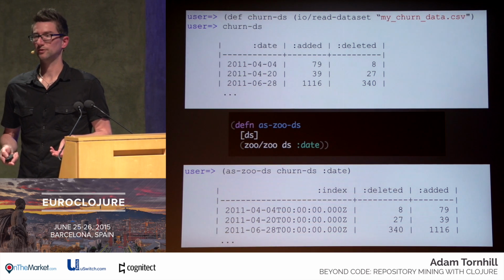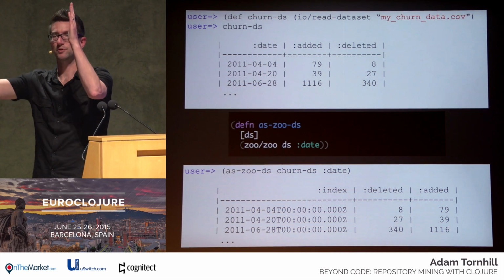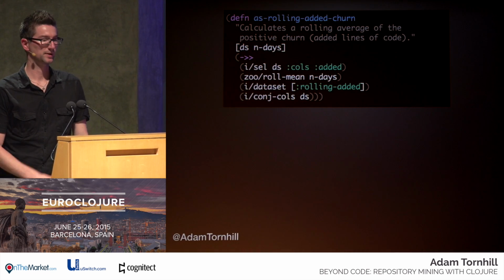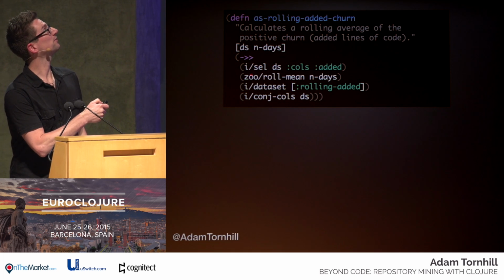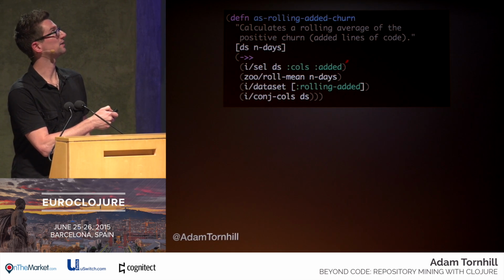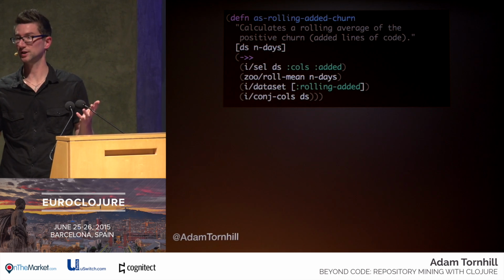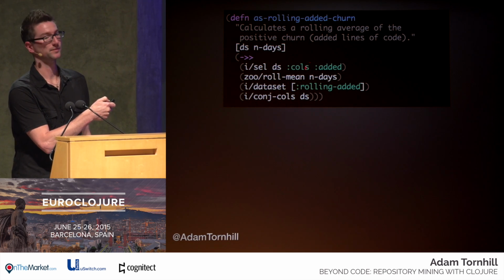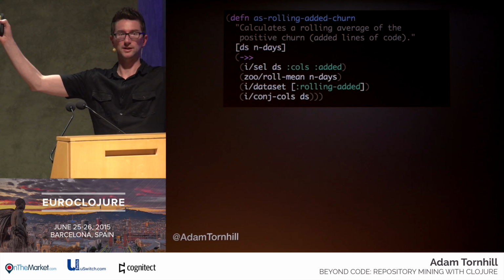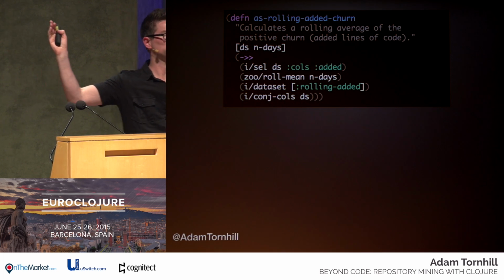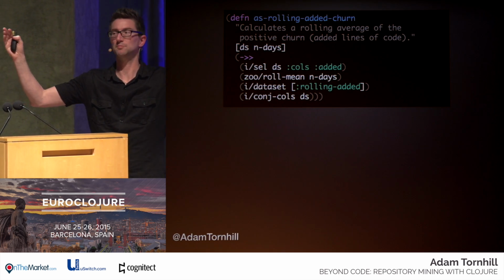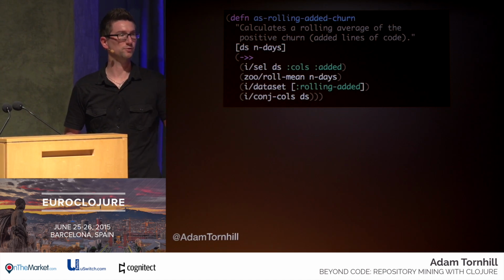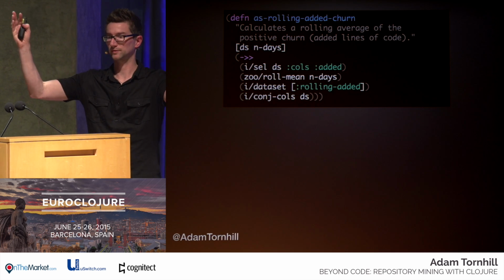Now, the next thing we wanted to do was calculate the rolling average. Remember, our sliding window. And that's pretty simple with Incanter. The only thing we have to do here is we use some Incanter magic to extract the added column, because that's the best predictor when it comes to code churn. And then we pass that to Zoo's roll mean function. And we also specify a width or a sliding window. And my general recommendation is to choose something that means something in your particular context. So let's say you have working iterations of 2 weeks. Choose a sliding window of 2 weeks.